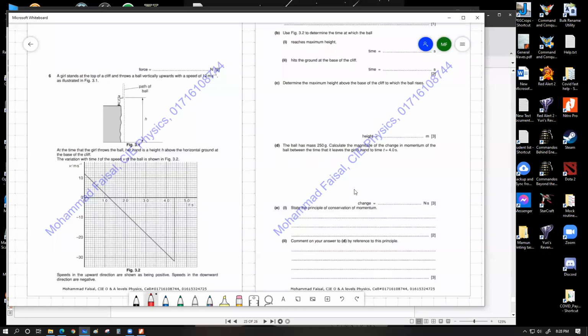Answer to D. What is found in the answer to question number D? D said the ball has mass 250 gram. Calculate the magnitude of the change in momentum of the ball between the time that it leaves the girl's hand to time t equals 4.0 second. So we are asked to find out the change of momentum from the initial up to 4.0 second. So what is happening to the momentum? 4.0 second is actually not all the way up to the end, it is up to this point. So there was a momentum change.